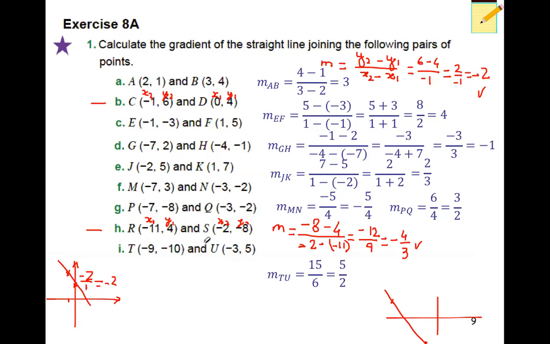So again, 5 minus 10, which is 15, divided by minus 3 minus 9, which becomes plus 9, 15 over 6. So this time you can divide both by 3. 15 divided by 3 is 5, and 6 divided by 3 is 2. Okay, any question on calculating gradient? I think the only difficulty here is to be aware of integers and how to take away a negative number, etc.